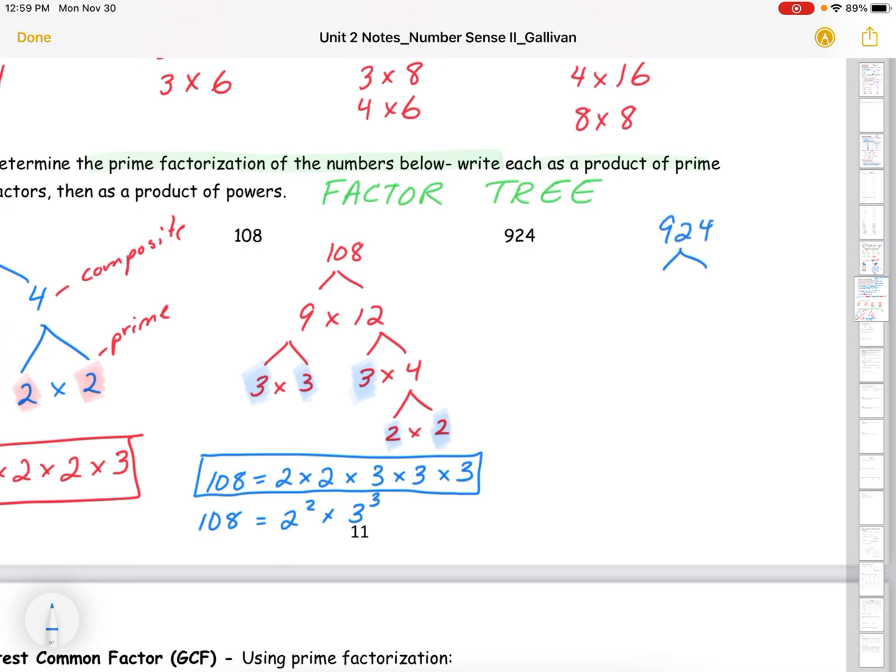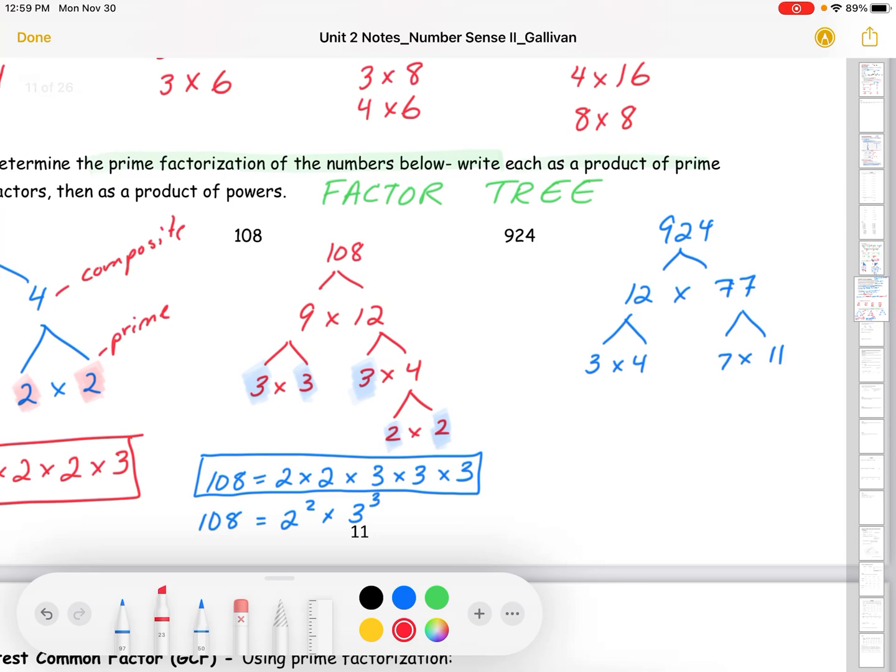924. So let's think about it. 924, I think, I'm going to try 12. Woohoo! I get 12 times 77. Okay. Now, 12 is going to be 3 times 4. 77 would be 7 times 11.